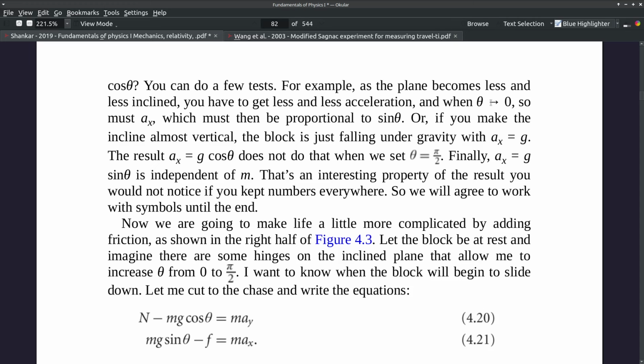You can do a few tests. For example, as the plane becomes less and less inclined, you have to get less and less acceleration. And when theta tends towards 0, so must the acceleration in the x direction, which must then be proportional to sine theta. Or if you make the incline almost vertical, the block is just falling under gravity with acceleration in the x direction equals g. The result a of x equals g cosine theta does not do that when we set theta equals pi over 2. Finally, a of x equals g sine theta is independent of m. That's an interesting property of the result you would not notice if you kept numbers everywhere. So we will agree to work with symbols until the end.